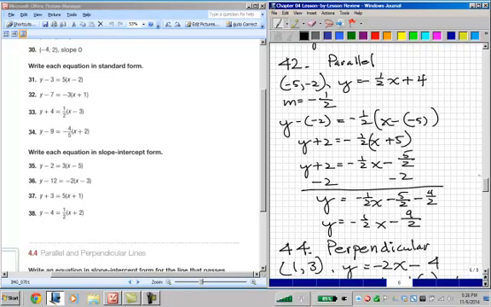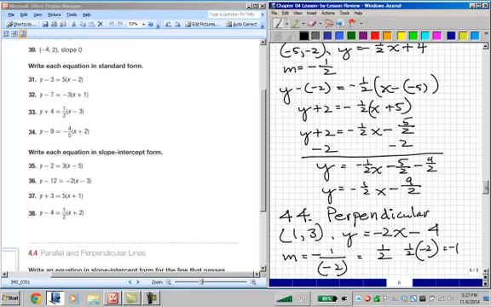y minus negative 2 equals negative 1/2 times x minus negative 5. y plus 2 equals negative 1/2 times x plus 5. y plus 2 equals negative 1/2 x minus 5 over 2. Subtract 2 from both sides. y equals negative 1/2 x minus 5 halves minus 4 halves, which is the same as 2. Combine negative 5 halves with negative 4 halves. y equals negative 1/2 x minus 9 over 2.